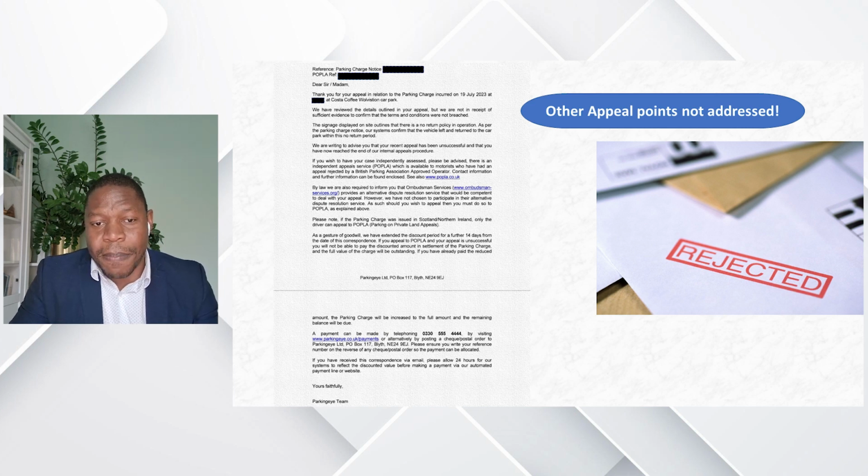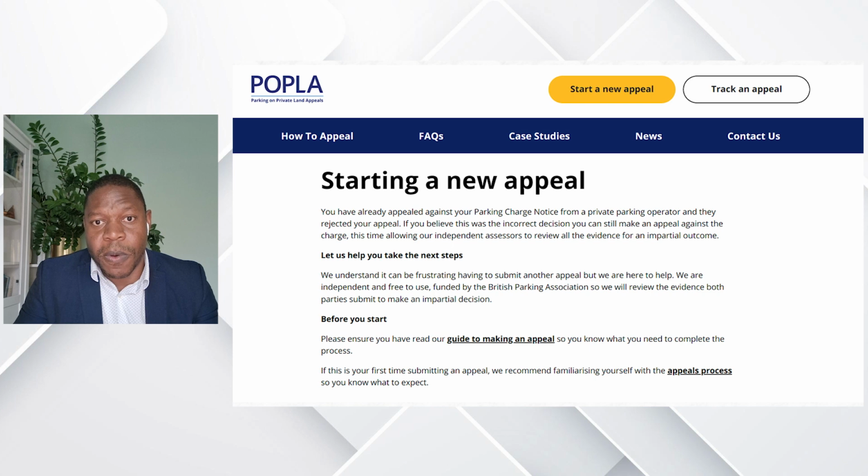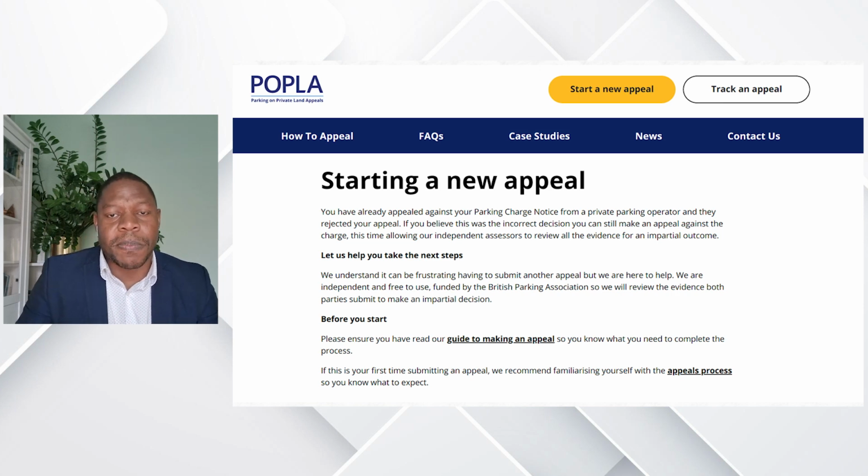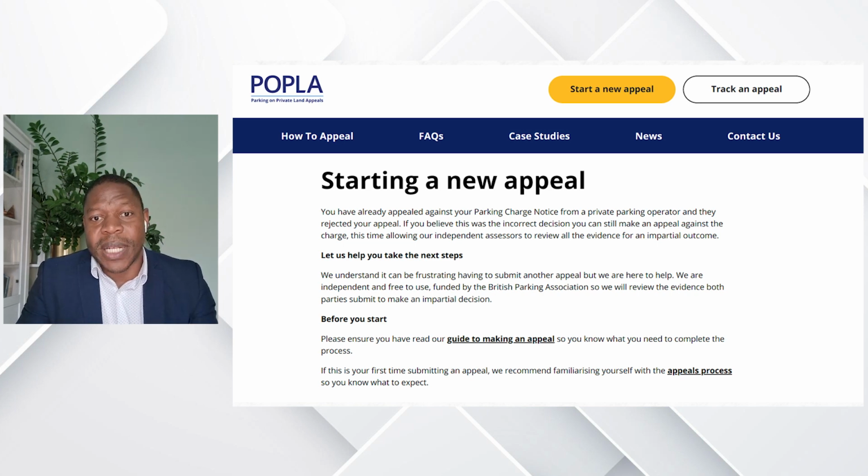In this case, the parking company didn't really address the appeal points put forward, so we essentially just forwarded the same appeal to POPLA. Starting a new appeal is pretty straightforward on POPLA, and if you use parkingmateuk.com, we will literally give you the exact information you need to put in each field. Again, you can't be too candid with your POPLA appeal. You need to essentially answer certain questions correctly, otherwise it can backfire.